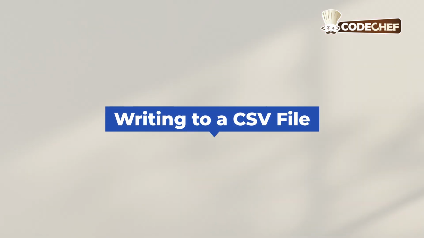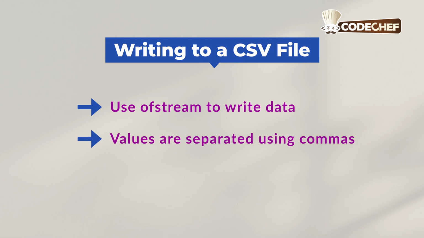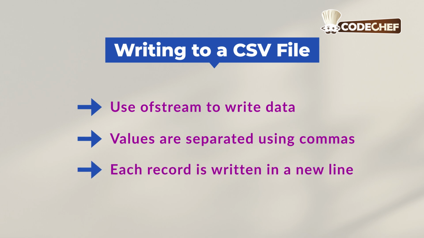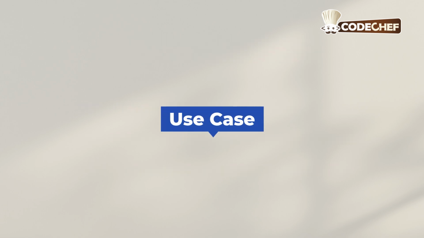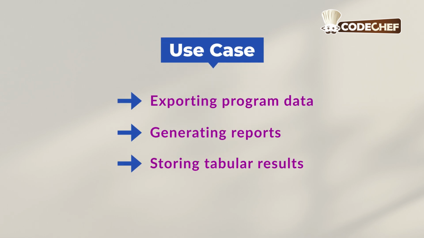Writing to a CSV file. So for that we use ofstream, just like we use ifstream for reading a CSV file, we are going to use ofstream to write data into a file. Its values are separated using commas and each record is written in a new line. What are the use cases of writing to a CSV file? It is used for exporting program data, generating reports and storing tabular results.